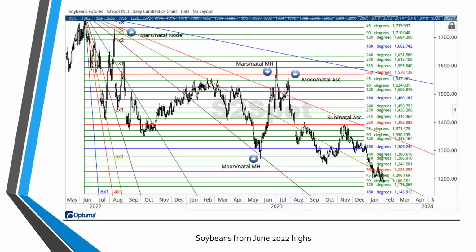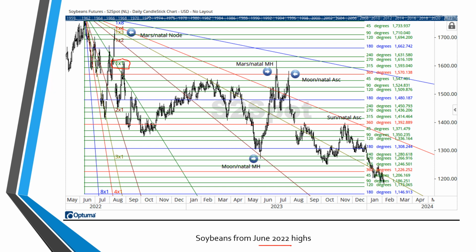Soybeans, same thing. I'm using the June 2022 highs as a start point. So we came down, generally following the slope of a couple of these Gann lines, counter trend rally, and then we followed the 1x1 line down, and then we had a counter trend rally, and then we followed the 1x3 for a little bit. There is some astrology that I've overlaid here at some of these spikes.